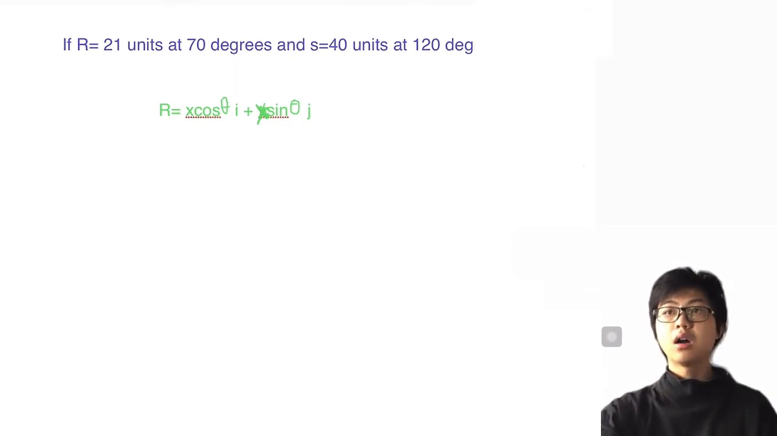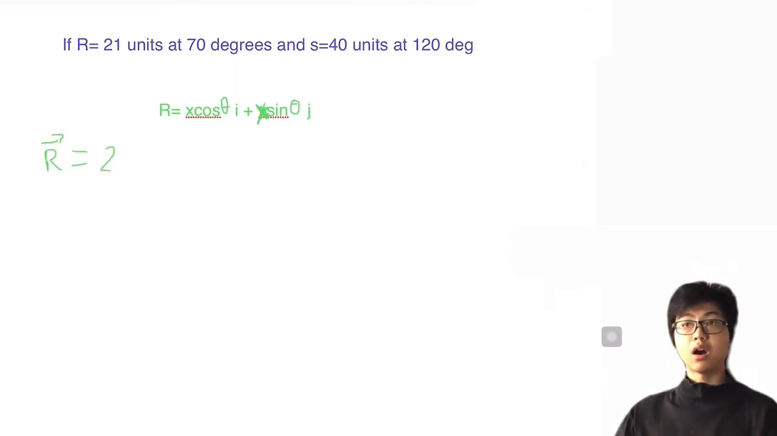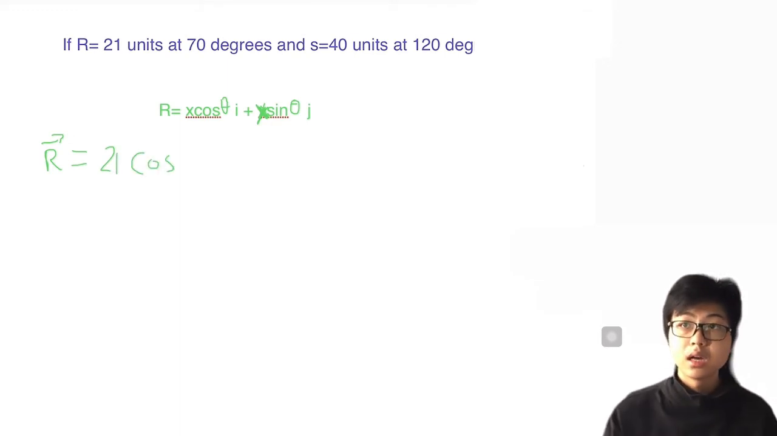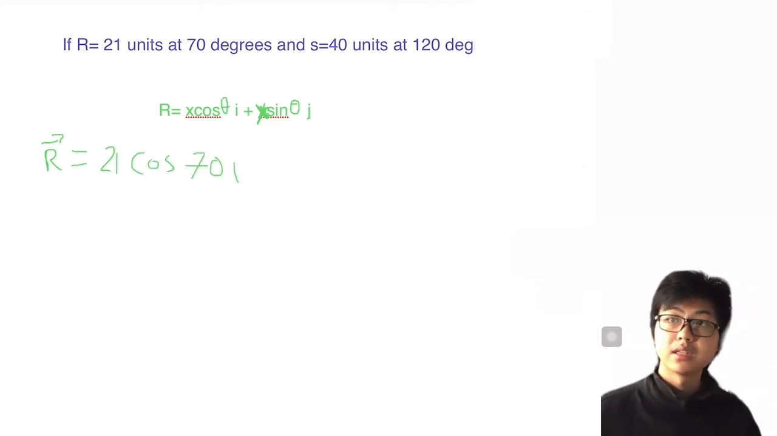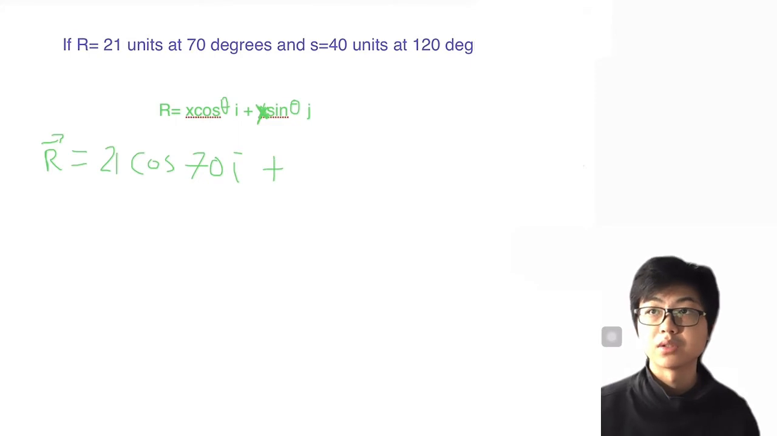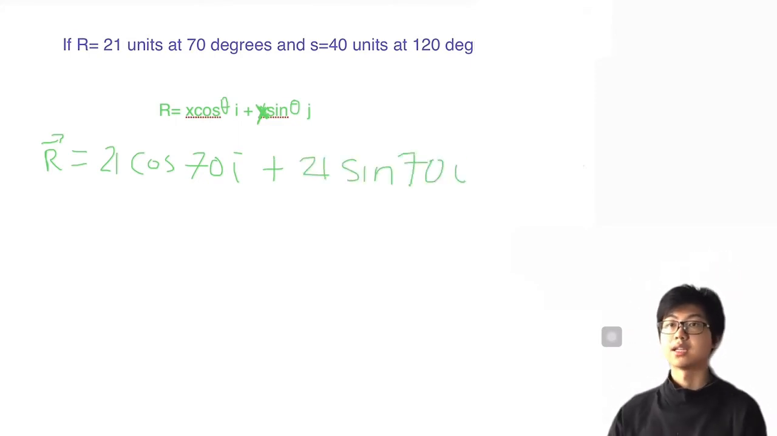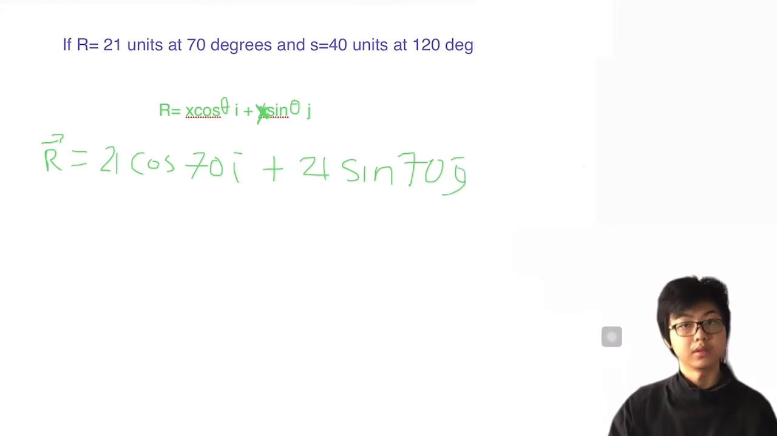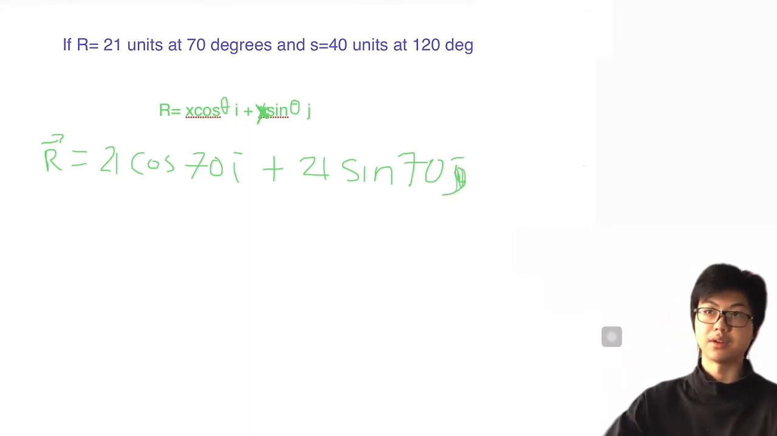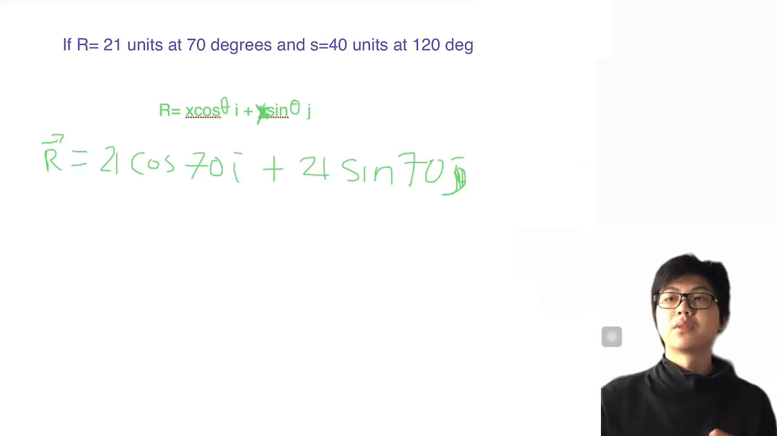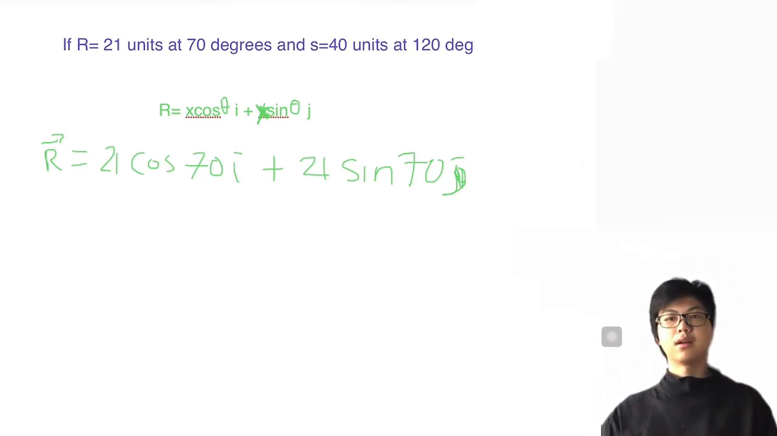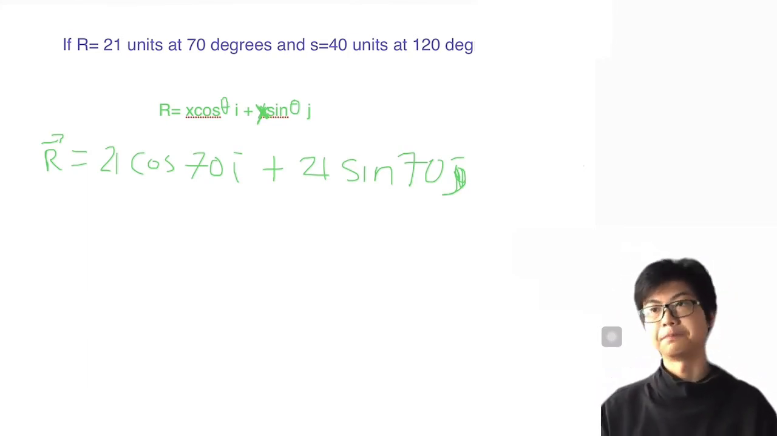So vector r is technically 21 units cos of 70 degrees i, because you can see from the question r equals 21 units at 70 degrees. Therefore, we know that r has 21 units cos 70 degrees i plus 21 units sin 70 degrees j. So you can see the equation in the above section right now.